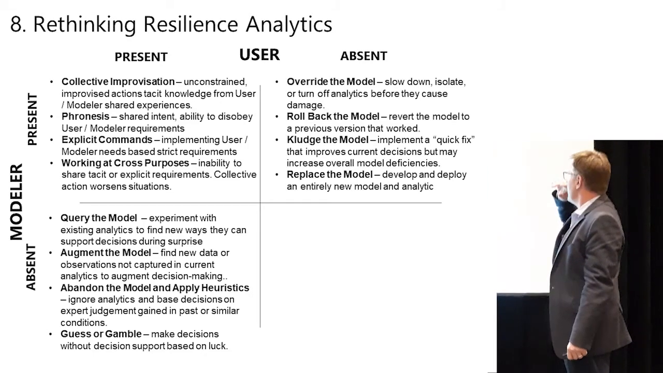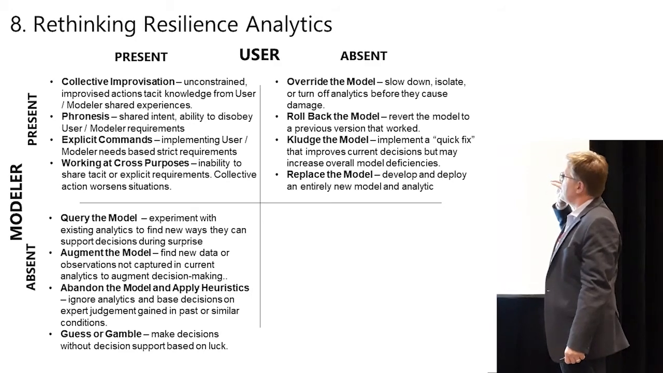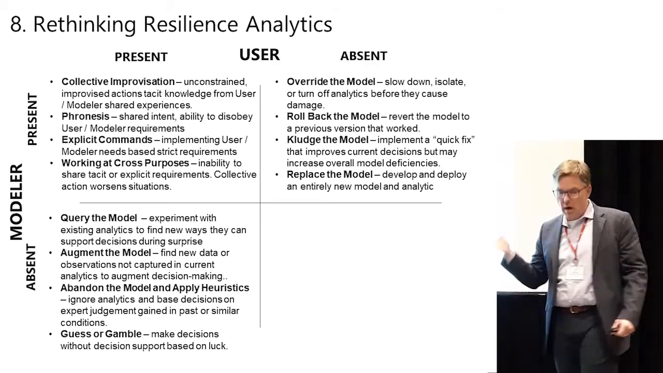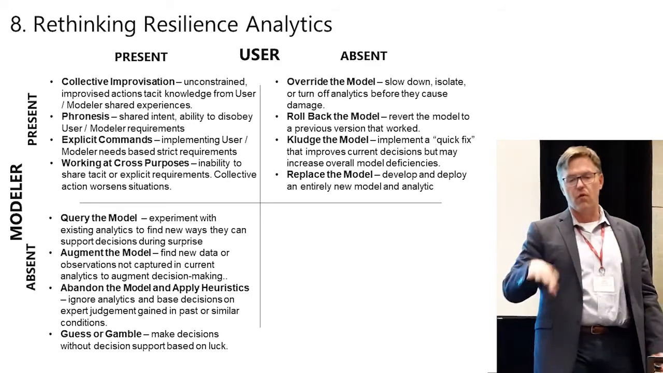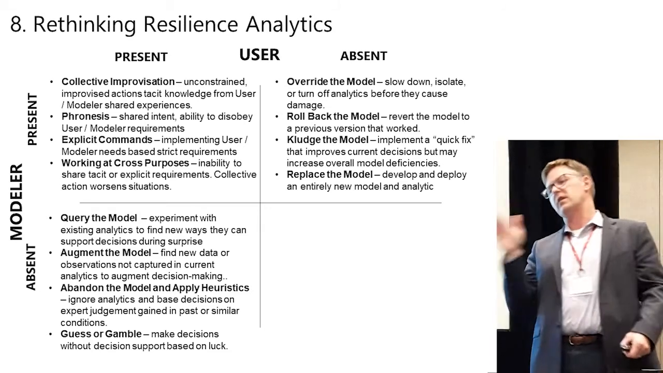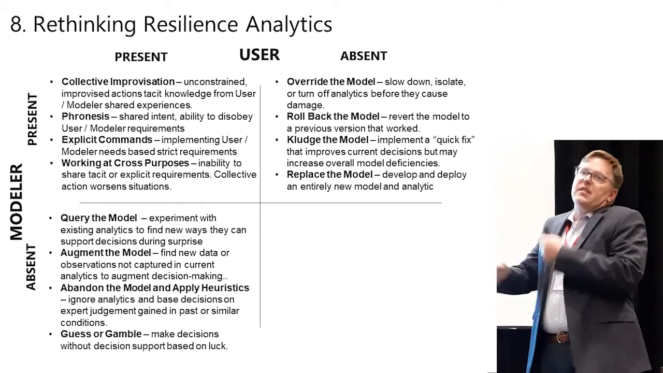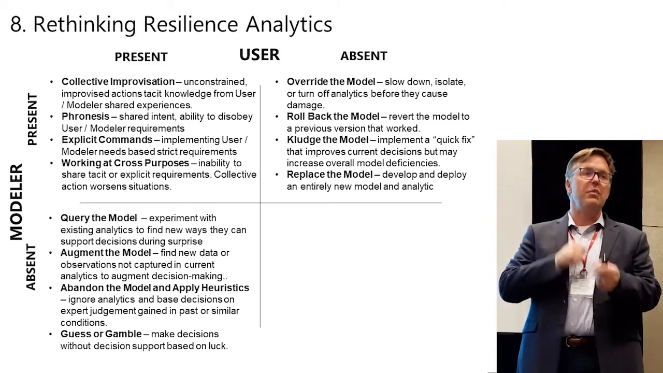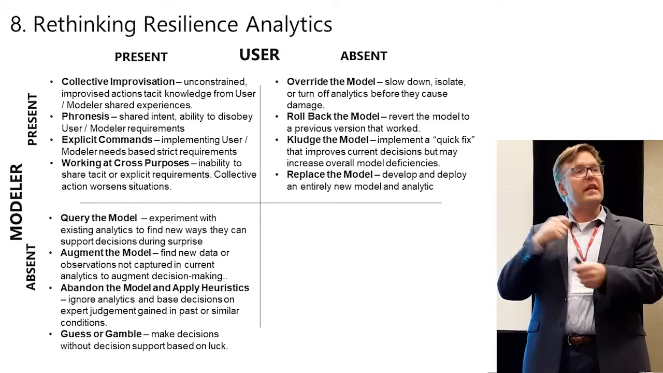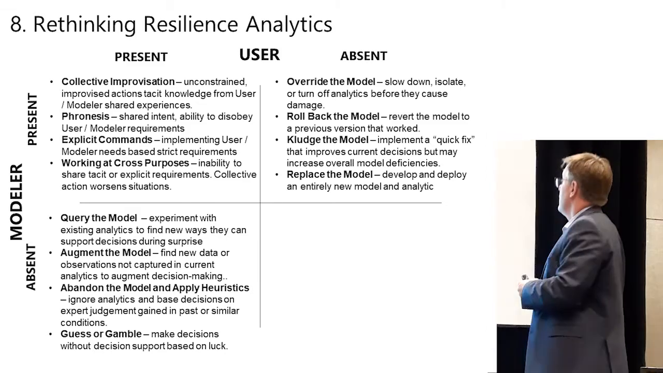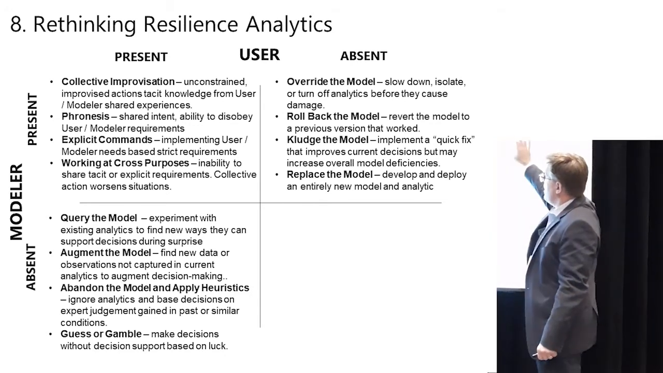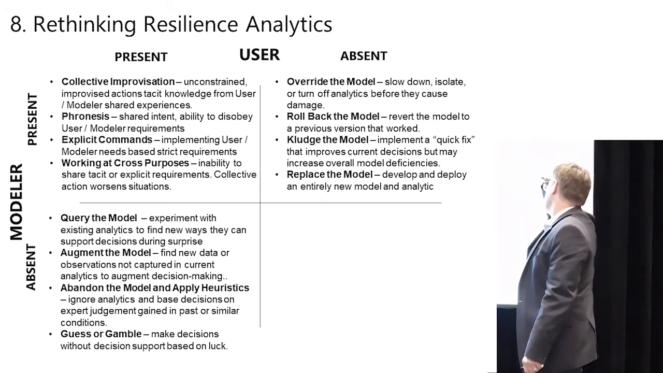Accordingly, what happens when the user is absent but the modeler is there? Well, the modeler has some choices. They can try to override the model, they can roll back the model, they can kludge the model, they can try to fix it. The challenge there is the time scale and the speed at which they can do this, get it tested, and get it deployed before they actually have to take action.